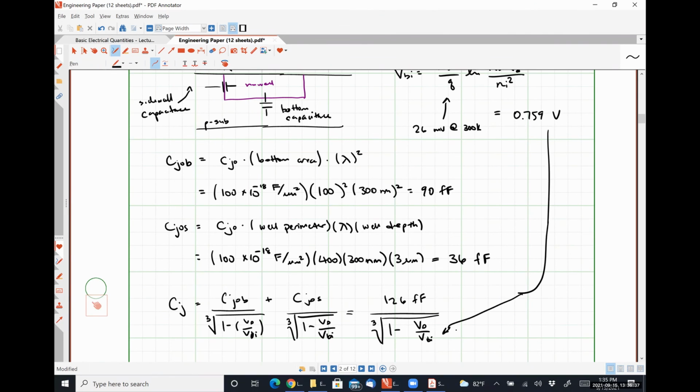Because we should observe that as VD becomes more and more negative, that denominator gets larger and larger, which causes the overall capacitance to decrease, which is what we would expect when we move those plates apart.